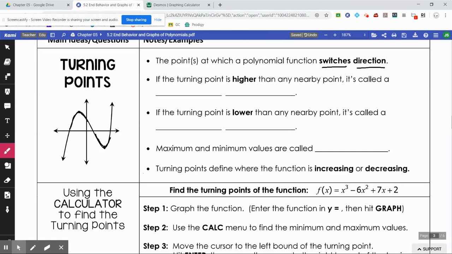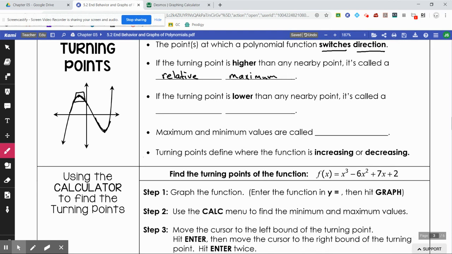If the turning point is higher than any nearby point, as it is here, notice it's the highest point anywhere around, we call it a relative maximum. If the turning point is lower than any nearby point, as it is here, if I drew a box around this, this is the lowest point around, we call it a relative minimum.